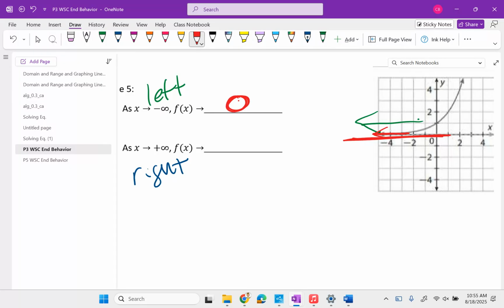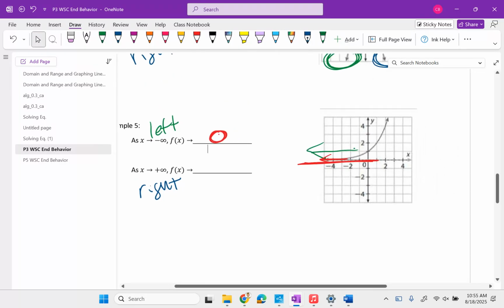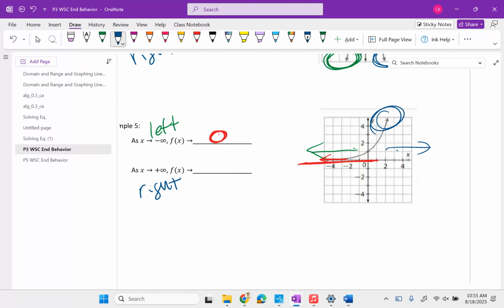Infinities. Okay. As we go to the right this time, what direction is that arrow going? Up, up, right? Okay, as we go up, what number is that? Positive infinity. Okay? Any questions on end behavior of a graph?